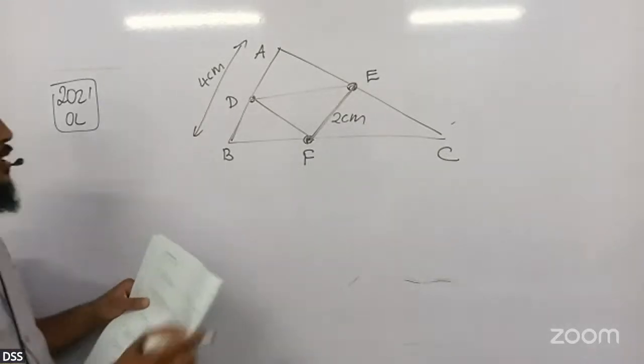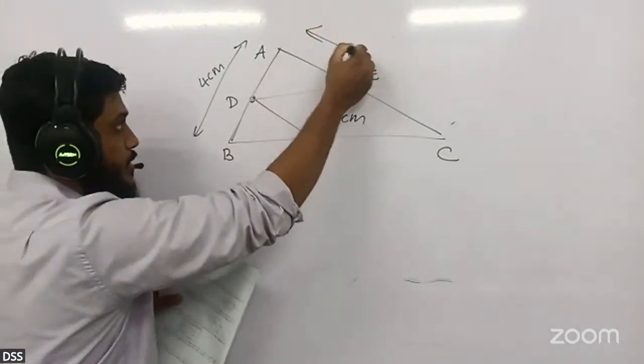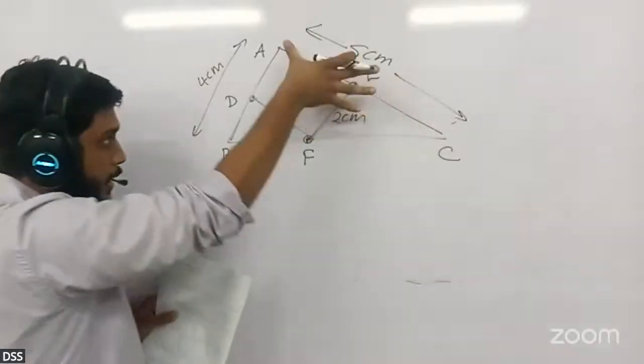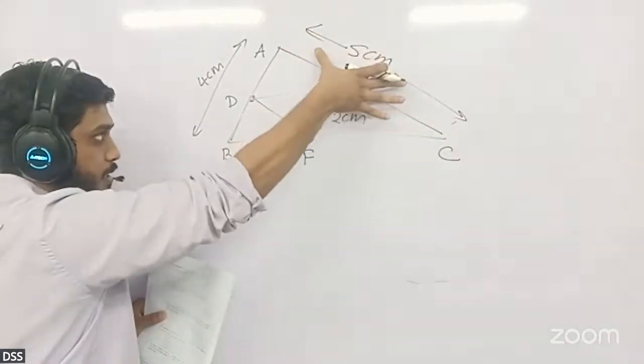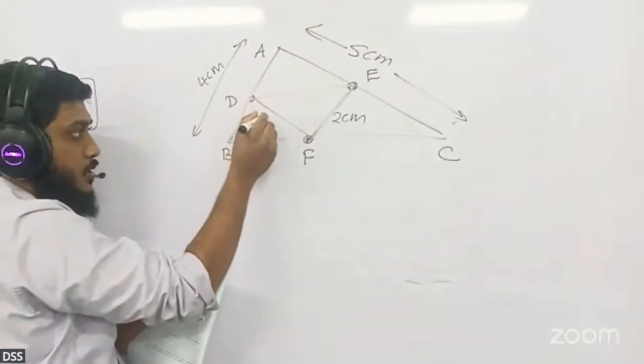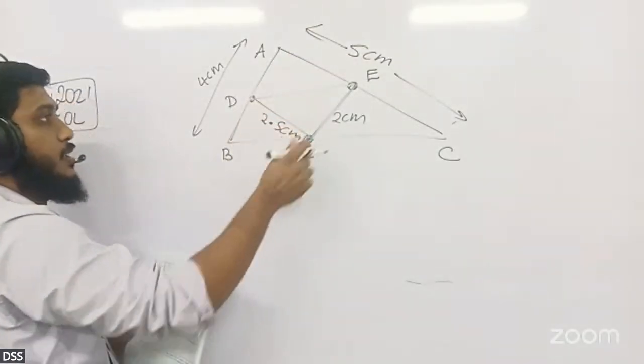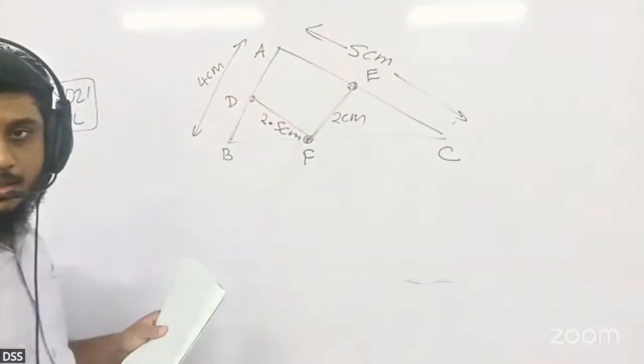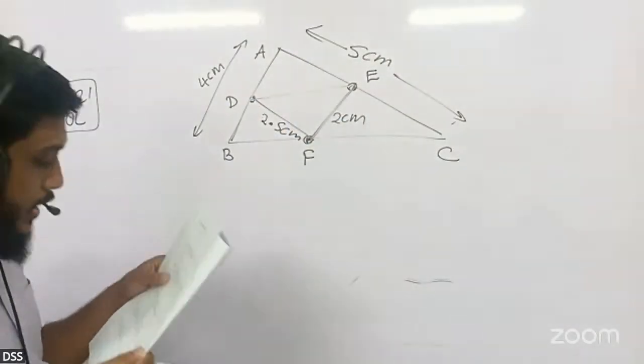Excellent. And they have told AC is 5 centimeter. They have told AC means this side from here to here is 5 centimeter. What is the midpoint for this side? For this side, this one, this should be how much? 2.5 centimeter. This should be half of that 5. Superior. Now the next one.